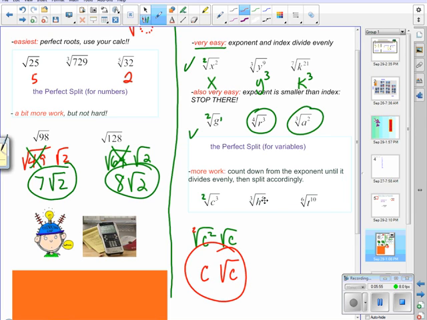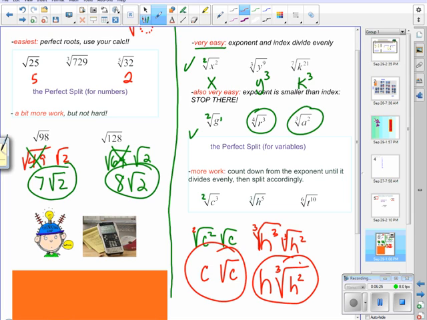H to the 5th and a 3 in the index. Well, 5 divided by 3 doesn't work. So we'll break that up into h to the 3rd under the radical sign and h squared under the radical sign. 3 divided by 3 does work. Now when you have a 3 in the index like that, you have to keep the 3 in every part of the problem every time you draw a radical sign. 3 divided by 3 is 1, so that radical is gone. And we're just going to bring down the cube root of h squared, and that's my answer.